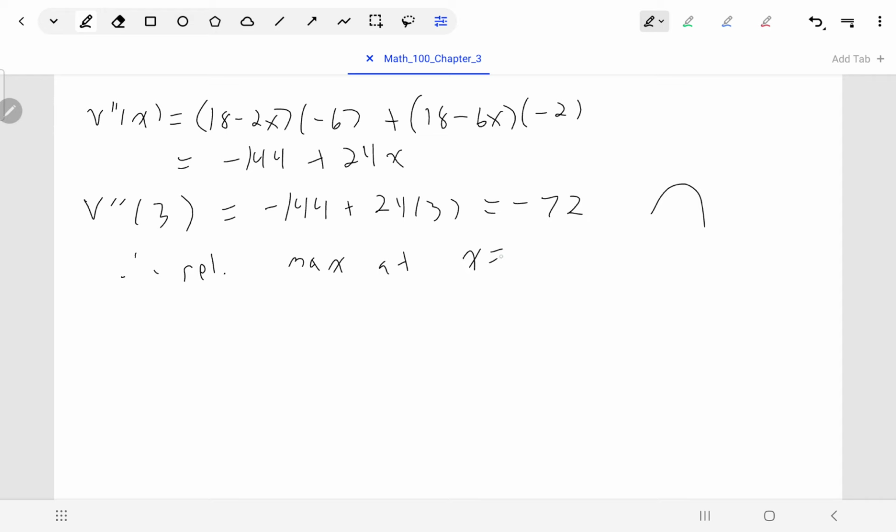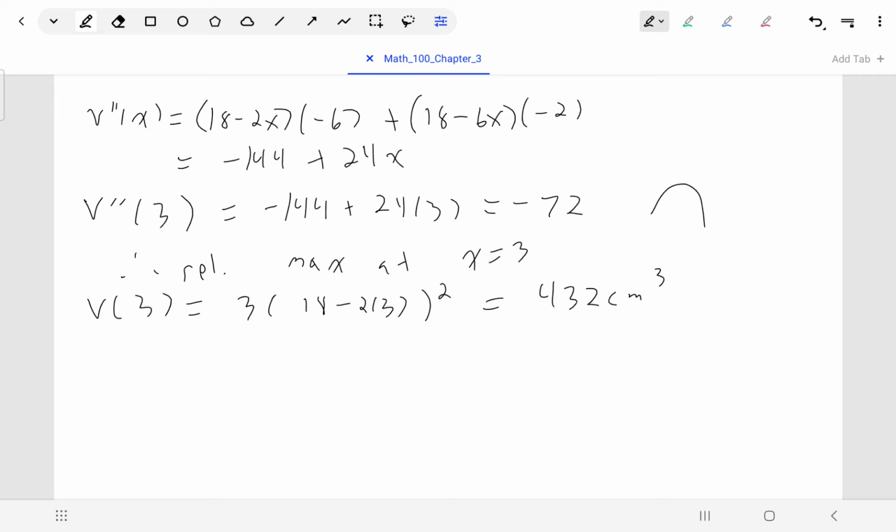at x equals 3. And if we wanted to go backwards, we could find out what that relative maximum volume is. So if we went back to our original equation and put in 3, we'd find that our relative maximum volume turns out to be 432 centimeters cubed. The question is, is this the absolute maximum? We only had one relative extremum in our interval. That was this relative max at 3.